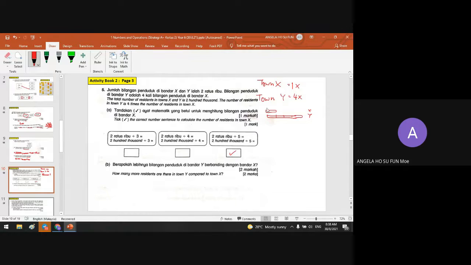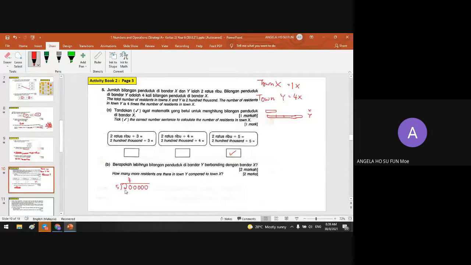Why? Because including 4 parts from town Y and 1 part from X. So if you want to find X, all you need to do is divide by 5 parts altogether. 1 part from X and 4 parts from Y. So you divide by 5. So this is 200,000 divided by 5. That is the correct number sentence. All right, B. How many more residents are there in town Y compared to town X? First of all, you have to know, if you divide 200,000 divided by 5, let's say now I have 200,000, and I divide by 5. Why do I divide by 5?